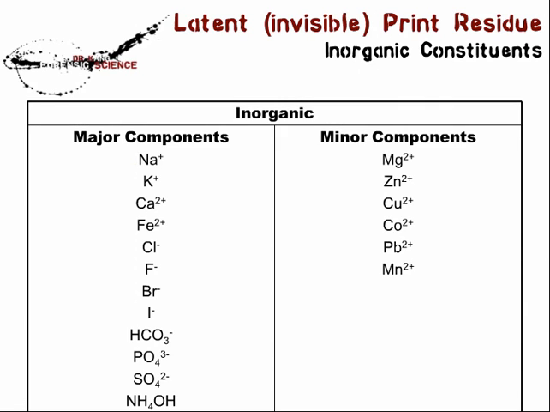There are a number of common constituents of most latent print residues, but their proportions can vary and many other compounds and materials can be present. Listed are some of the common inorganic constituents. Some of the major inorganic constituents are sodium, potassium, and calcium. And a minor inorganic constituent is magnesium.